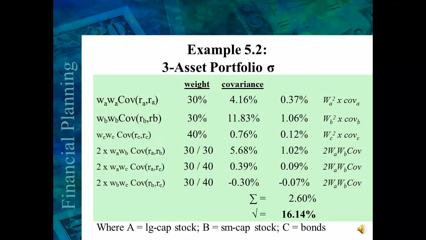5.68%. When you multiply that number by 2 times the weight of A, i.e. 30%, times the weight of B, i.e. 30%, you get 1.02. The same procedure is used to discover the value of the last two terms, 0.09% and minus 0.07%. Adding up the 6 values, you find that the portfolio's variance is 2.60%. Taking the square root of that number, you discover that the standard deviation for this 3-asset portfolio is 16.14%.